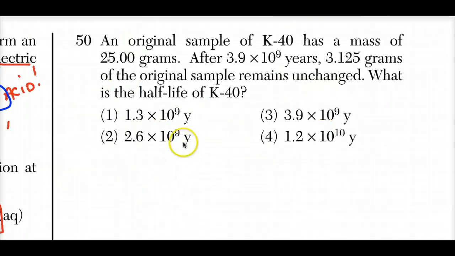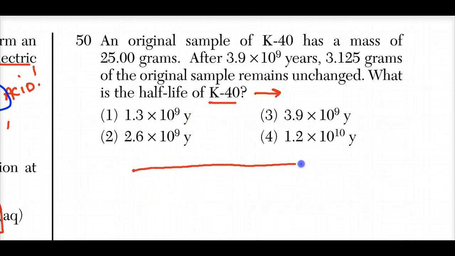Number 50 states an original sample of K-40 has a mass of 25 grams. After a certain amount of time, many years, how many grams of the original sample remains unchanged? What is the half-life of K-40? Now, people know, hey, I know half-lives are in Table N, but you won't find K-40 in Table N. They want you to be able to solve for it. So we're going to have to do a half-life problem.